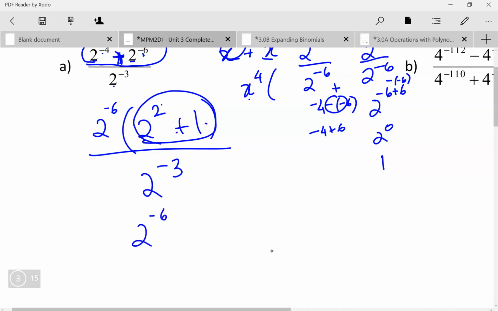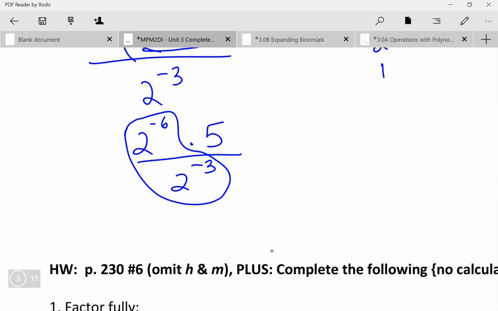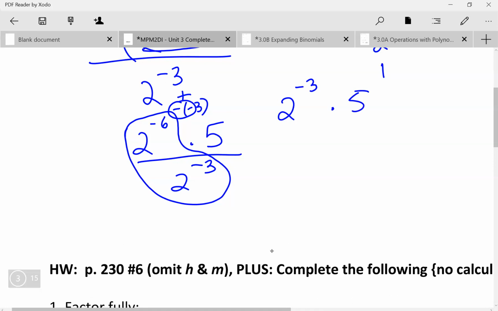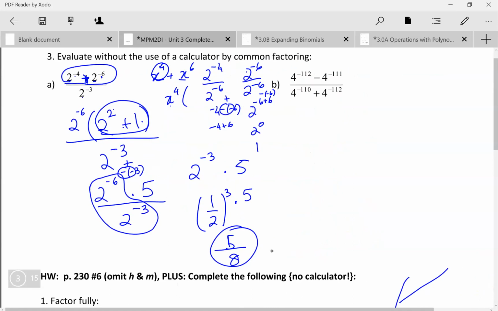So I have 2 to the power of negative 6 times 5 divided by 2 to the power of negative 3. And I can, again, simplify here because I have two parts with the same base, so I can combine the exponents. This becomes 2 to the power of negative 3, because I did negative 6 minus negative 3 here, which became negative 6 plus 3, times 5. 2 to the power of negative 3 is 1 over 2 to the power of 3, times 5. 1 times 5 is just 5. 2 to the power of 3 is 8. This is my final answer. 5 over 8 is the correct evaluated form of that question.